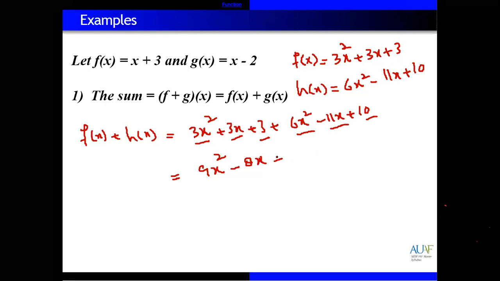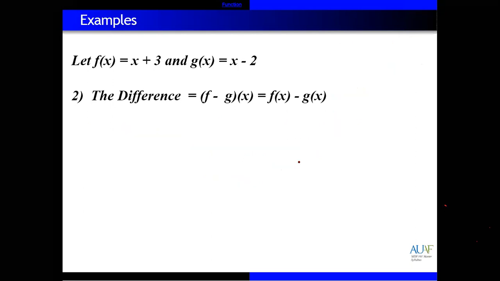3 plus 10 equal to 13. This is addition of two functions. We add two functions, so the result is 9x square minus 8x plus 13. Same like this one, we can subtract two functions.